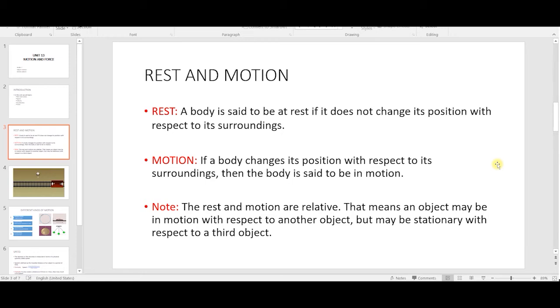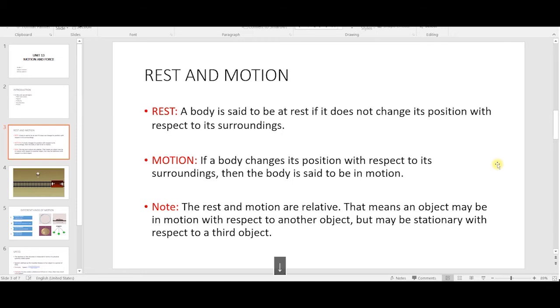All objects on the surface of the earth are in motion. Remember, dear students, that rest and motion are relative. That means an object may be in motion with respect to another object, but may be stationary with respect to a third object.